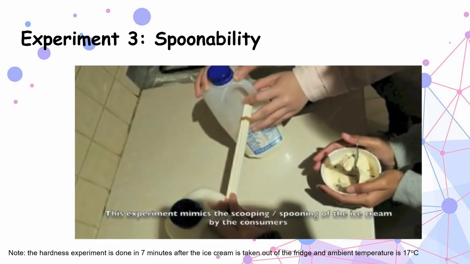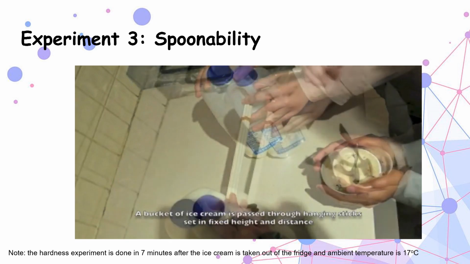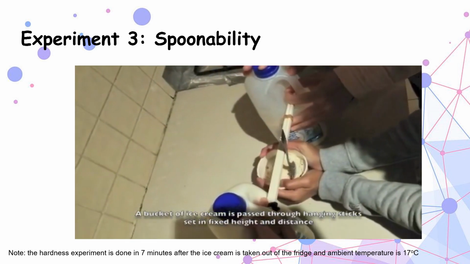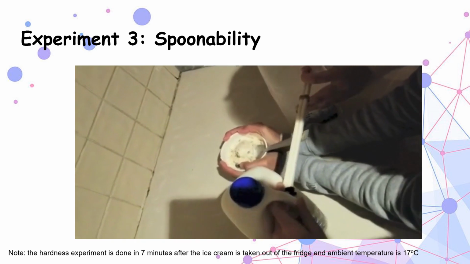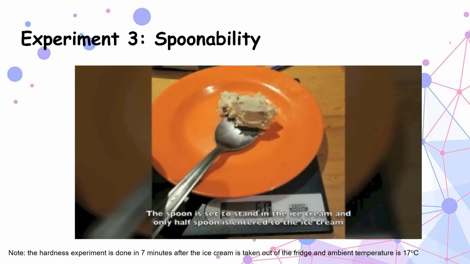Right, going back with Elsa, I'm going to explain about this experiment. Basically, this experiment mimics the scooping or spooning of ice cream by consumers. A bucket of ice cream is passed through a hanging stick set at a fixed height and distance. And the spoon is set to stand in the ice cream, and only half the spoon is penetrated into the ice cream.